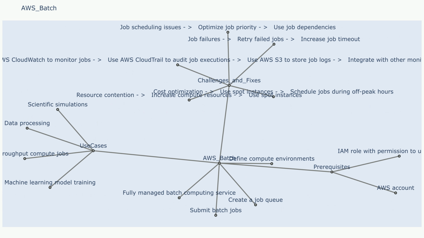Use job dependencies. Define dependencies between jobs to ensure proper execution order. Use the job dependencies parameter in the job definition. Implement a dependency management system in your workflow.